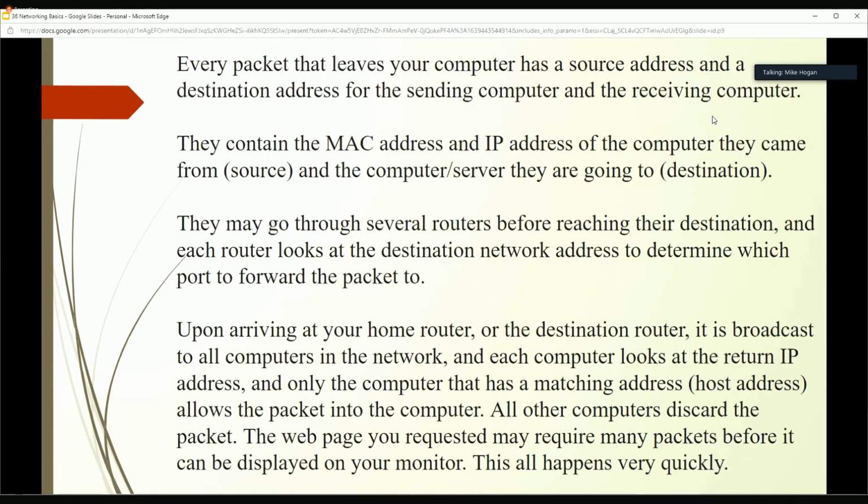Every packet that leaves your computer has a source address and a destination address for the sending computer and receiving computer. They have those two separate addresses. They contain a MAC address.